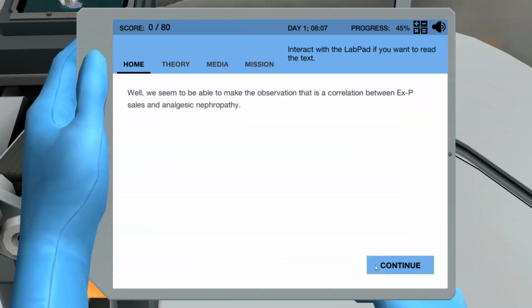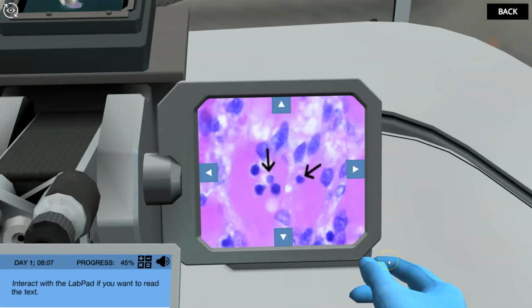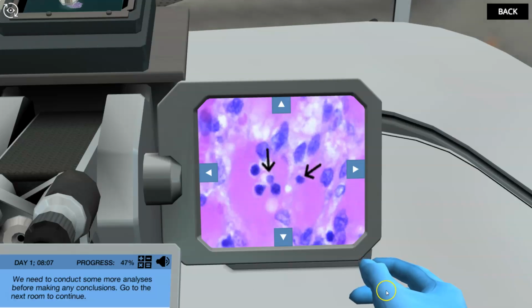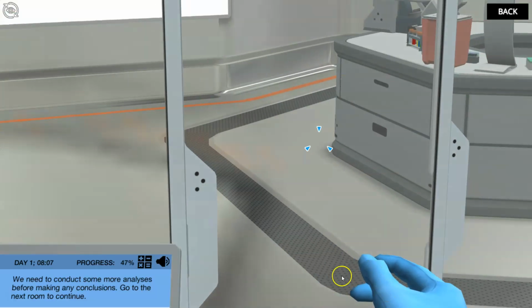Well, we seem to be able to make the observation that there is a correlation between XP sales and analgesic nephropathy. We need to conduct some more analyses before making any conclusions. Go to the next room to continue.